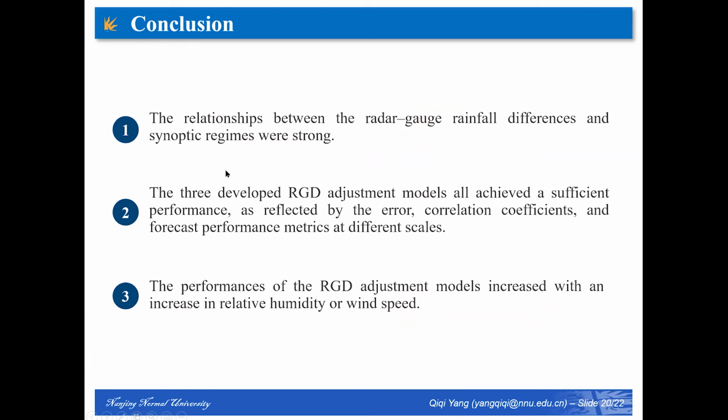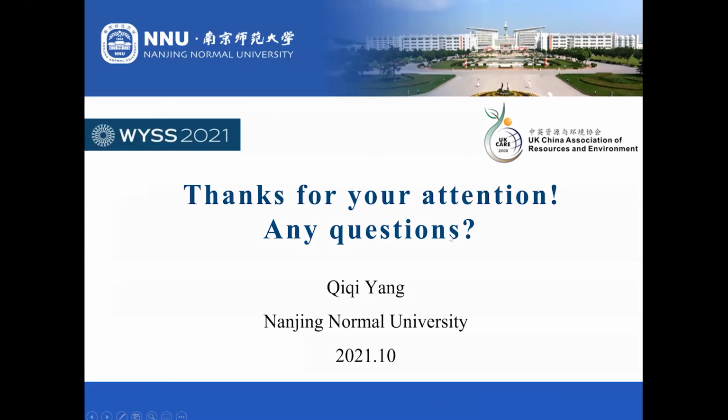Finally, we can draw these conclusions. Conclusion 1, the relationship between the radar gauge rainfall difference and the atmospheric condition was strong. Conclusion 2, the 3 developed RGD adjustment models all achieved a great performance. Conclusion 3, the performance of the RGD adjustment models increased with an increase in relative humidity and wind speed. Thanks for your attention. Any questions?